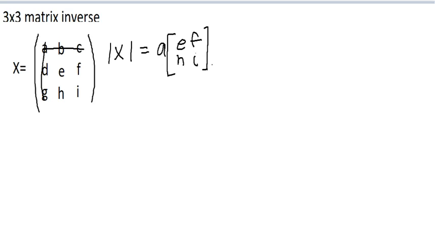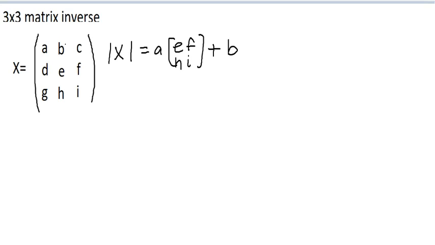Let's finish this off first. So A, E, F, H, I. Now you need to add the next number, B, and if you cross out the row which B is in and the column which B is in, we get D, F, G, I. And next we do minus.